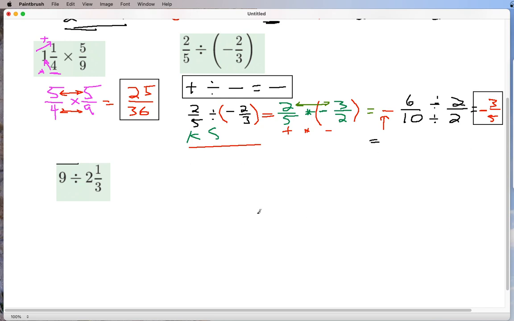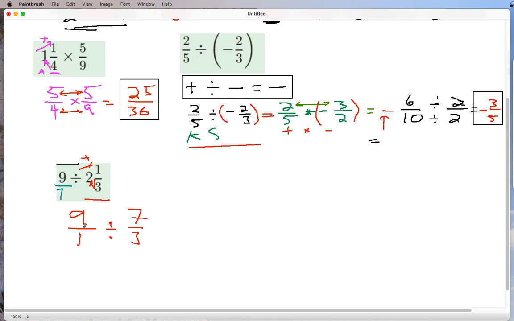So the first thing we're going to do is change this whole number to a fraction. So 9 is like saying 9 over 1. Now I have a fraction, which is good. But I have 2 1/3, which is a little bit annoying. I need to have either an improper fraction or a proper fraction. So what I'm going to do again is change this 2 1/3 to an improper fraction. So 3 times 2 is 6, plus 1 is 7. So I'm going to rewrite this as 9 over 1 divided by 7 over 3.